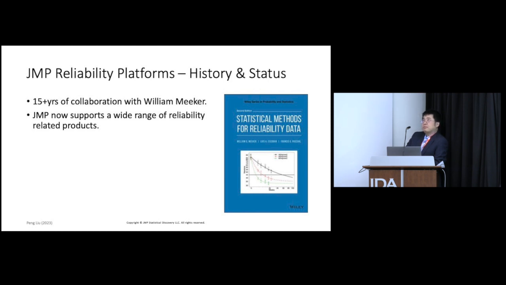At the beginning, 15 years ago, we had 3 platforms: survival analysis, parametric survival, and recurrence analysis. Oh, and an extra one, Cox modeling, but that's not very frequently used for reliability data analysis. Since then, we have added more and more, and now we have over a dozen platforms.